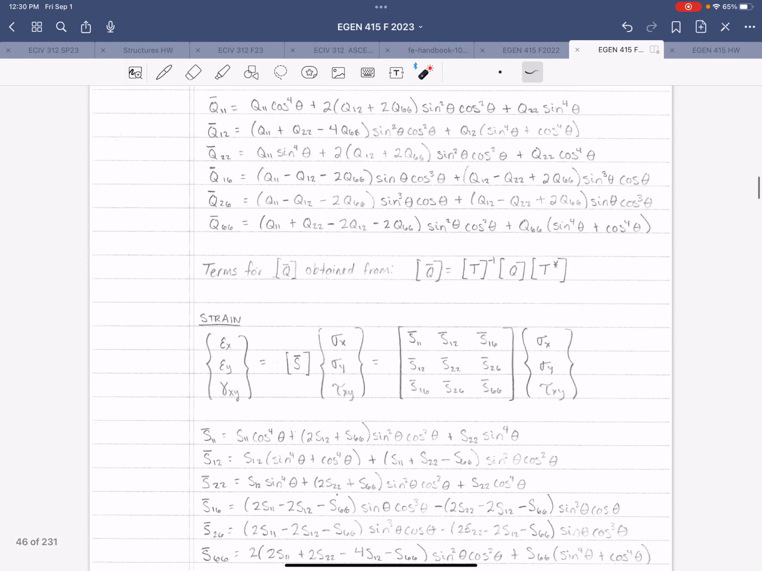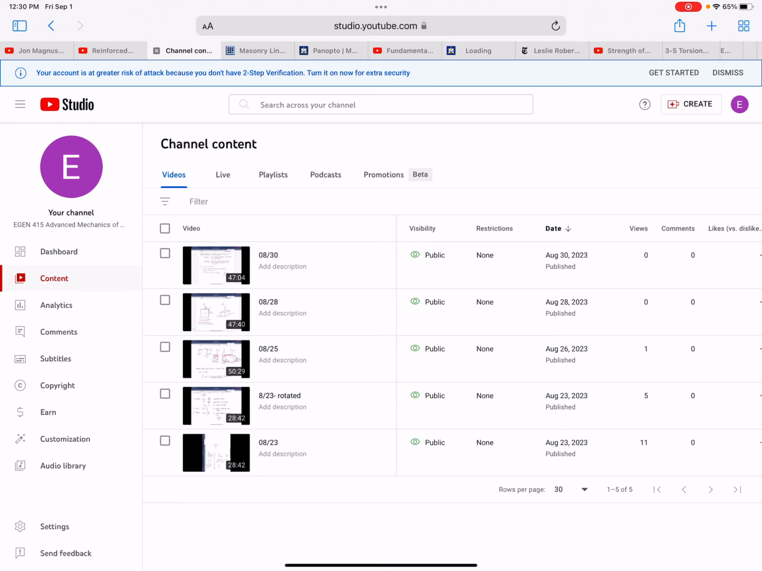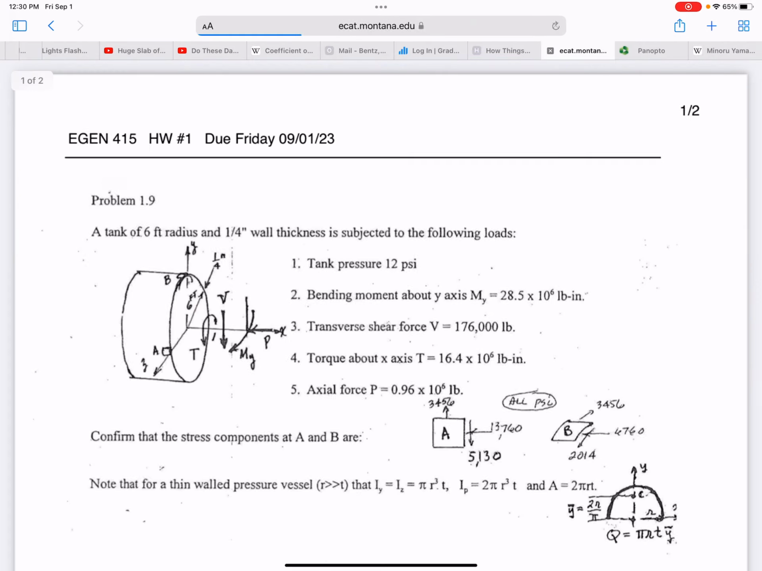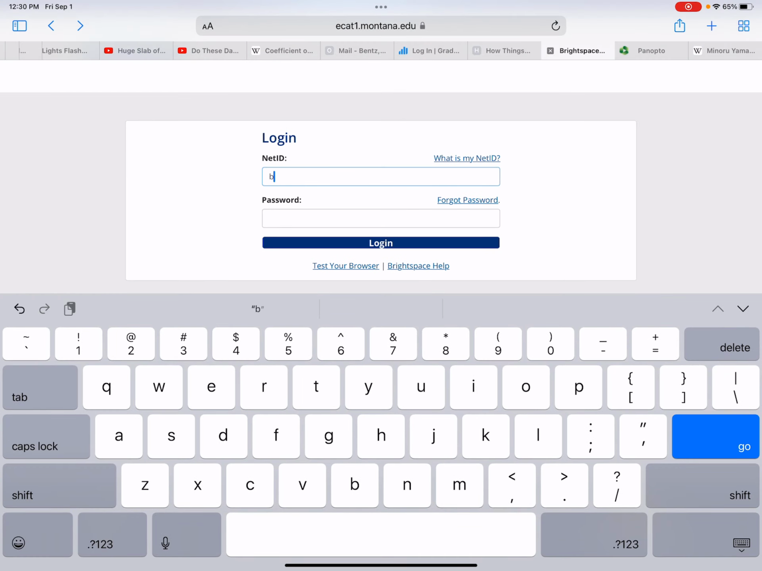And let's see, so for example, I posted homework 2 before class. Let me see if I can pull that up. There's homework 1. Oh, it's going to make me sign in. Okay.